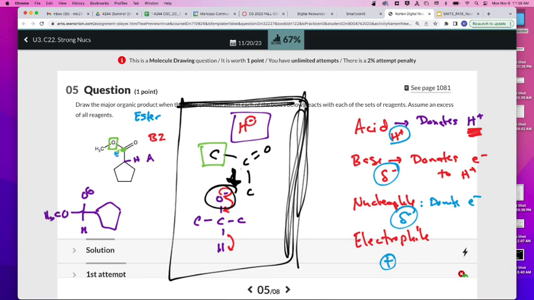Austin? Charge, size, electronegativity, resonance, induction. Yeah. Okay? We do that every single time for every single reaction.